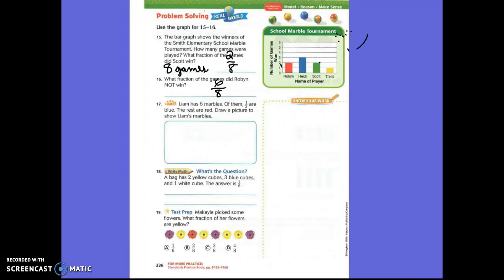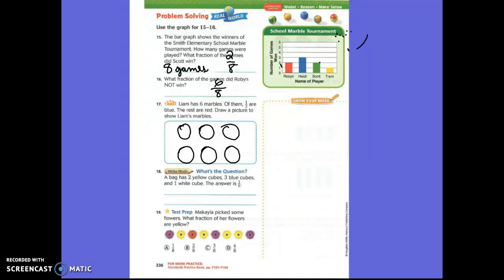Hot problem. Liam has 6 marbles. 1/3 of them are blue. The rest are red. Draw a picture to show Liam's marbles. Okay, 6 marbles. Draw them. It says 1/3 of them are blue.